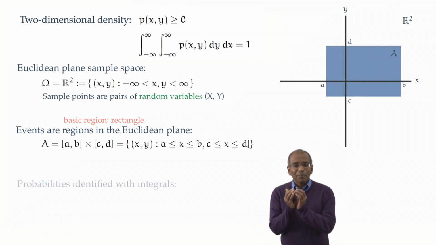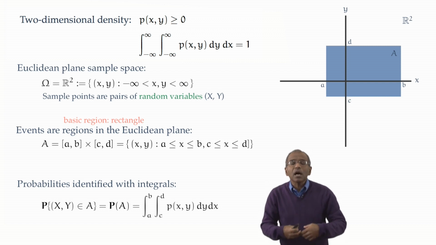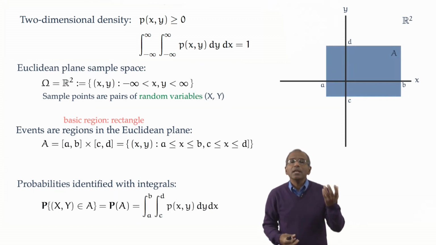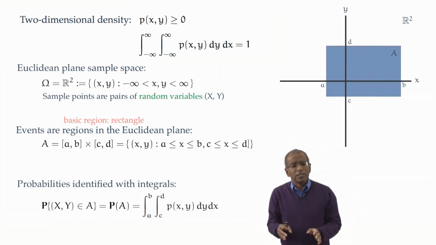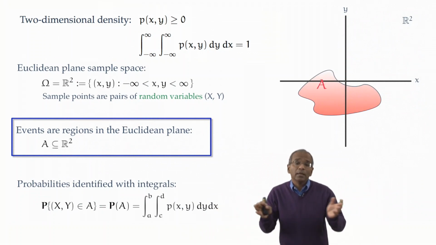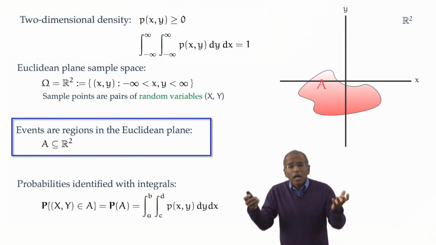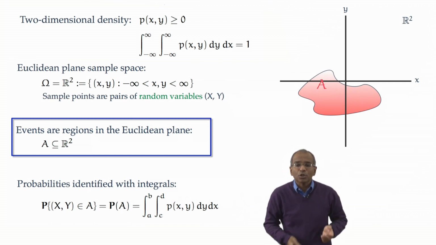In notation, the probability that a pair of random variables comprising the composite experiment, x, y, lies in a rectangle is the integral, the accumulated mass of your two-dimensional density over that rectangle. There you go. Simple. What about more general events? Well, a generic event in two dimensions is some region, or possibly some composite collection of regions in two-dimensional space. Right? Algebraically, your region A is a subset of the Euclidean plane R2.